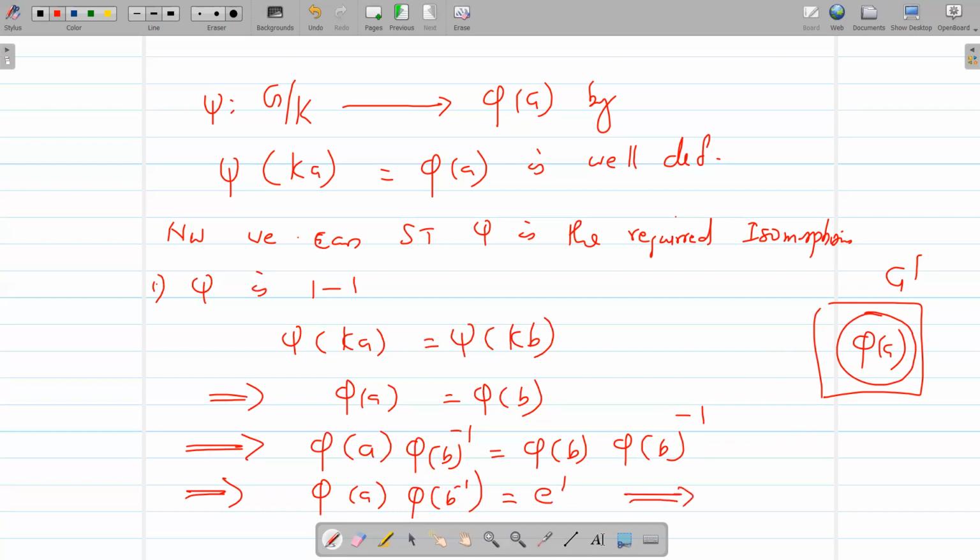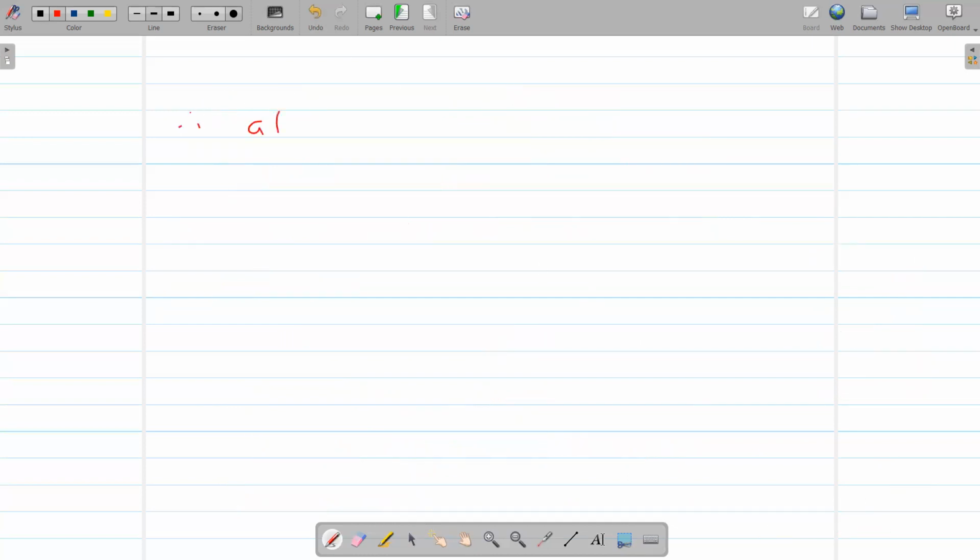Now, phi is a homomorphism, so phi of a, phi of b inverse, which is phi of ab inverse, is equal to the identity. If the phi image of an element is the identity, then that element belongs to K. Therefore ab inverse belongs to K. And by the problem we did, if ab inverse belongs to K, then Ka is equal to Kb.